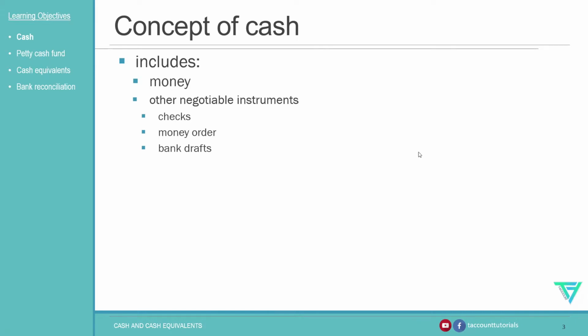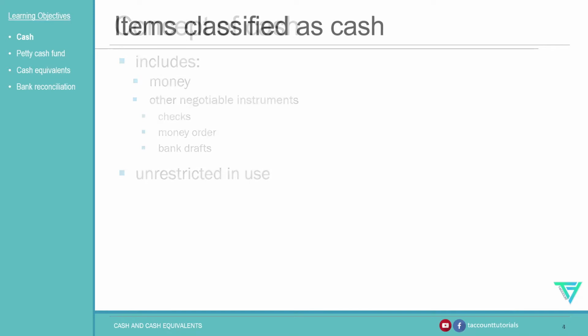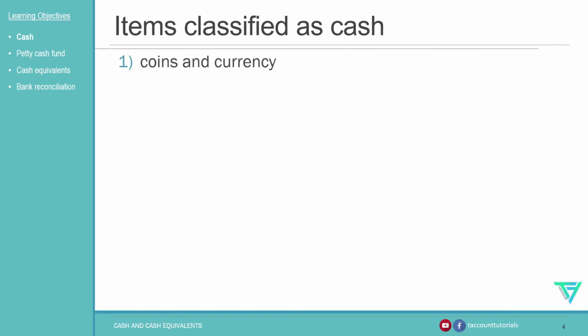And for an item to be classified as cash, it should be unrestricted in use. So what are the items classified as cash? I've enumerated 4 items which will be discussed in the later slides. First is coins and currency, which includes bills. Second, bank deposits. Third, checks. And fourth, cash fund.